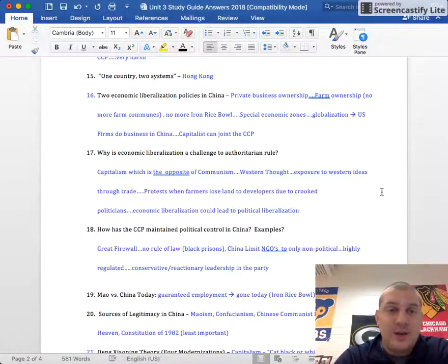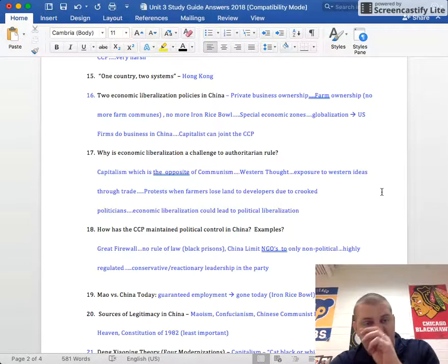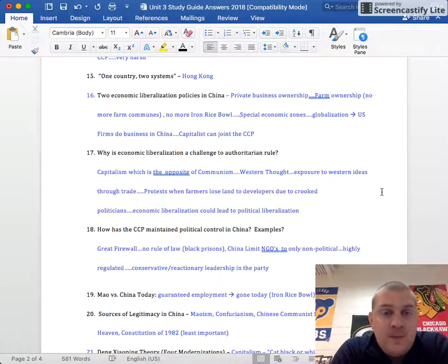2 different economic liberalization policies in China. Private business ownership, so they went from the communes to private farms. Again, there's no iron rice bowl, meaning the individuals no longer are completely guaranteed the health care and the education and the job and the food from birth to death, however they are living where they choose.